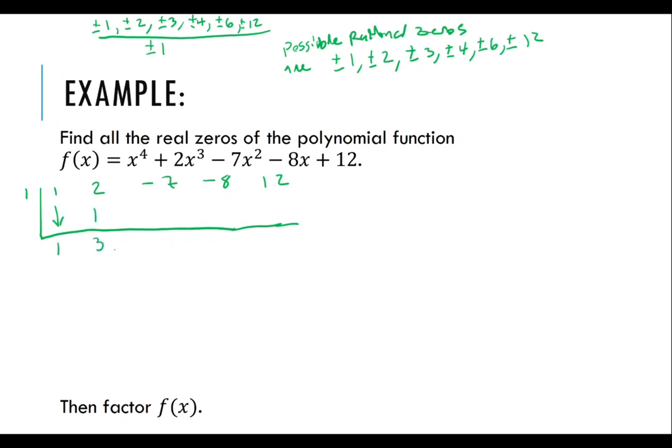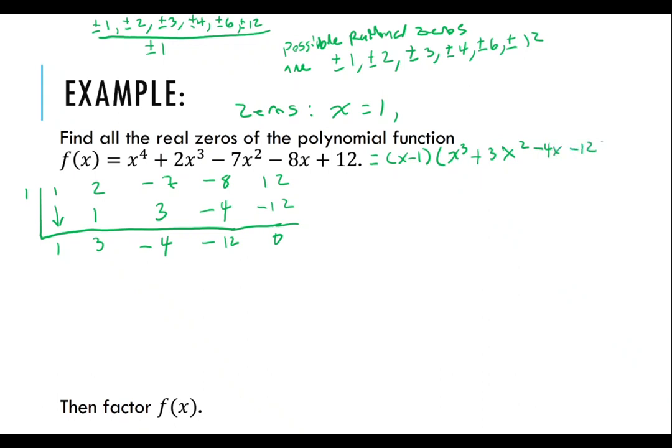Add down, 3. 3 times 1 is 3. Add down, that's -4. Multiply, that's -4. Add down, that's -12. Multiply, that's -12. Add down, that's 0. So we now know x is equal to 1 is a 0. Great. Now a couple things, since we do need to factor this, let's go ahead and put it in our nice form. This is then going to be x minus 1 times, this was a 4th degree polynomial, so this one's going to be x cubed plus 3x squared minus 4x minus 12.